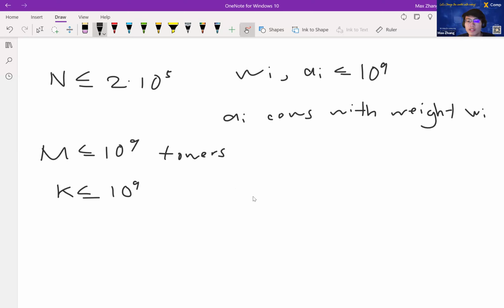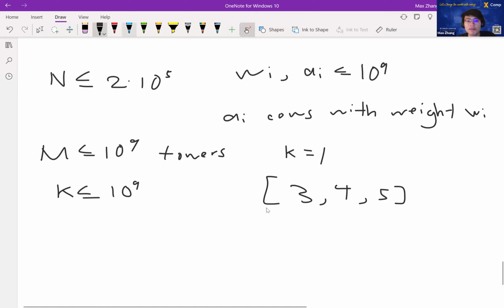An example is, I can build towers like this. I can have a tower of cows. Suppose k is equal to 1, then I can build a tower with weights 3, 4, and 5. This would be valid because any two cows differ by at least 1. I can build something like 2, 4, 6, 7, 9. This would also be a valid tower.